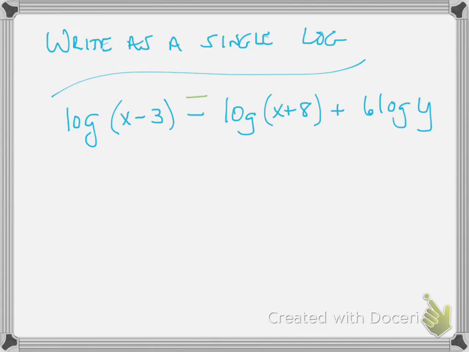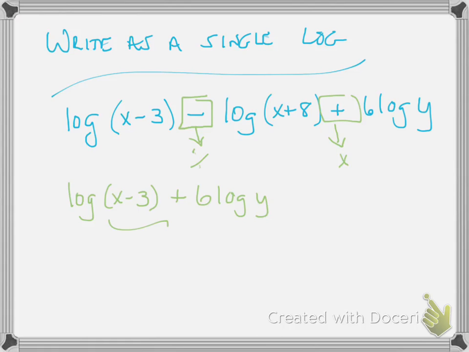Okay, first thing I want to pick up on is the fact that I have a minus sign and a plus sign. So this minus sign is going to mean division of logs, right? This plus sign is going to mean multiplication of logs. So now, even though we don't have them in the same order, what I could do if I wanted to is I could write log of x minus 3 plus 6 log y, so that I can combine those two as multiplication, minus log of x plus 8.